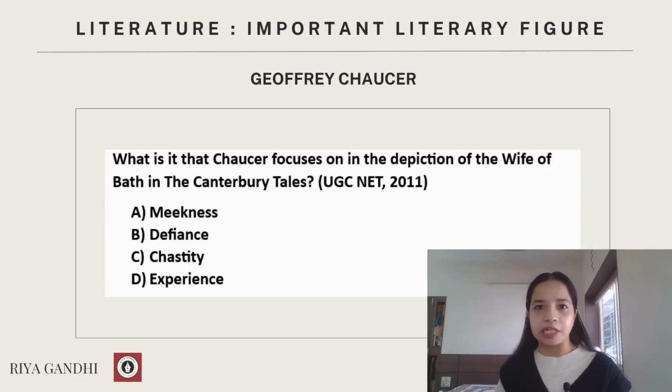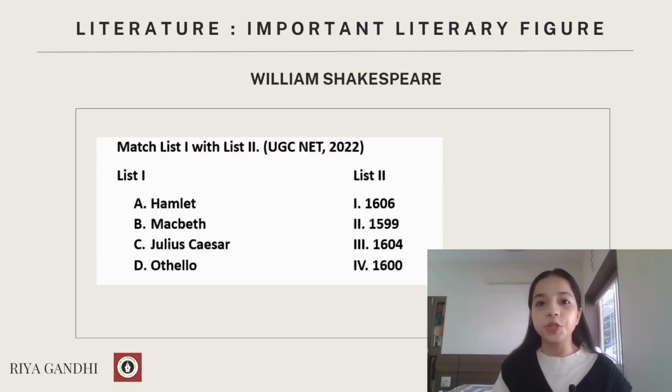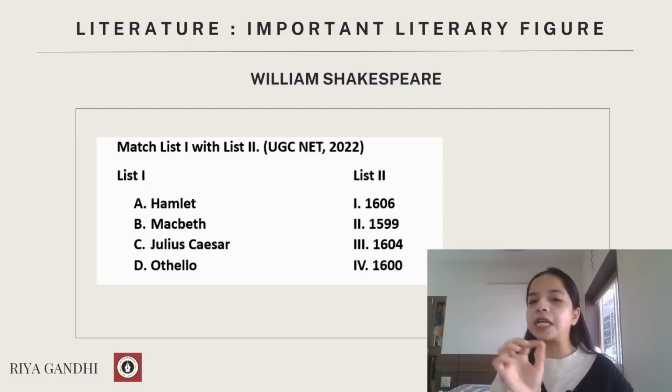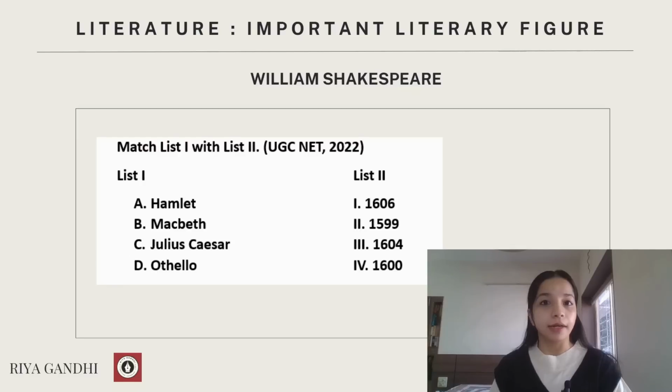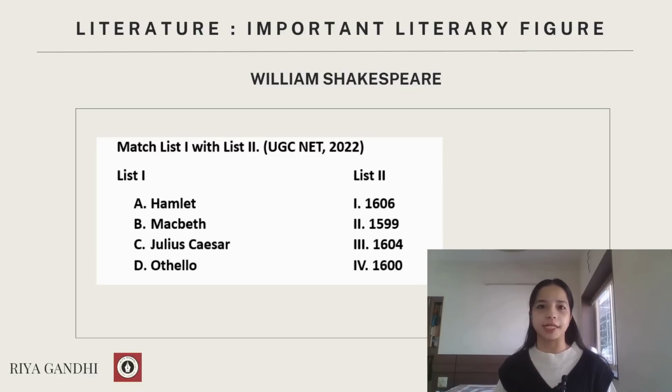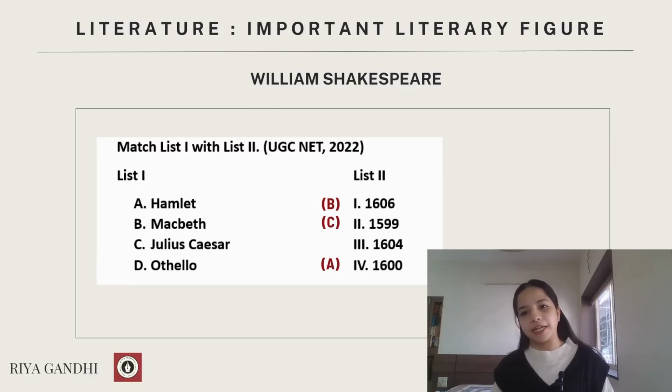Apart from Geoffrey Chaucer, another important literary figure who is frequently asked in the UGC NET English exam is William Shakespeare. Similar to Chaucer, you will find in the past papers that at least one question is asked related to William Shakespeare. Now, as you can see over here, a question related to William Shakespeare was asked in 2022 pertaining to the tragedies he has written and the years in which they were published. So, Hamlet was published in 1600, Macbeth was published in 1606, Julius Caesar in 1599, and Othello in 1604.